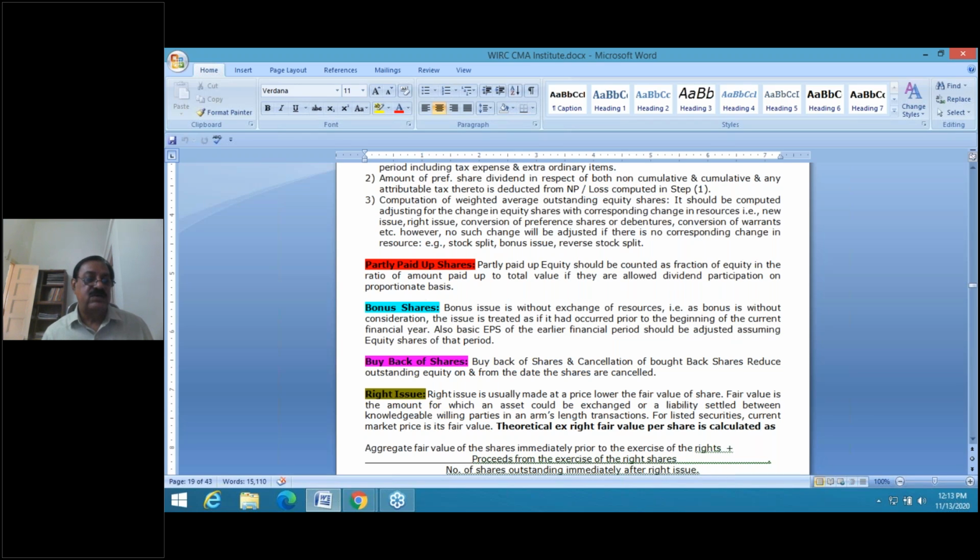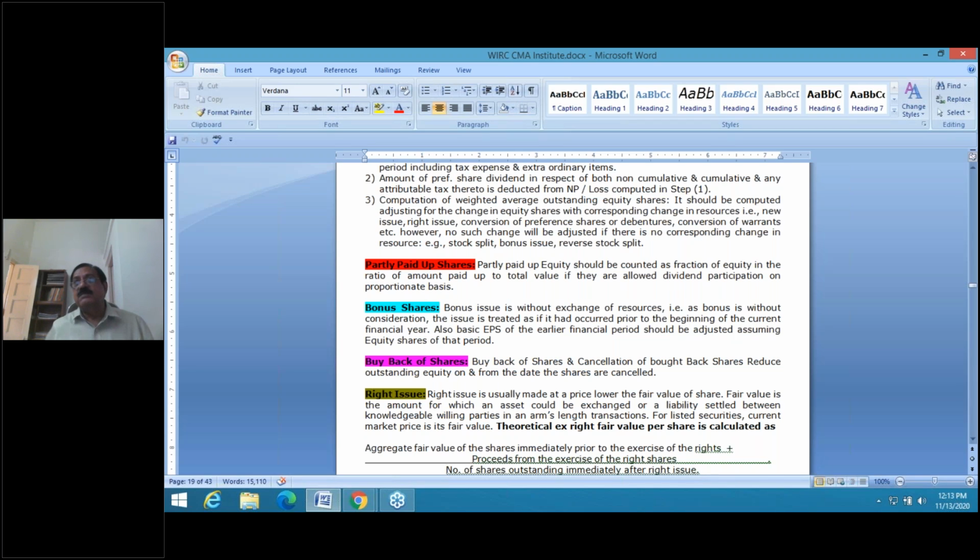That is, bonus is without consideration. The issue is treated as if it had occurred prior to the beginning of the current financial year. Prior to the beginning of the current, that is, the previous year. Also, basic EPS of the earlier financial period should be adjusted assuming the equity shares of that period.